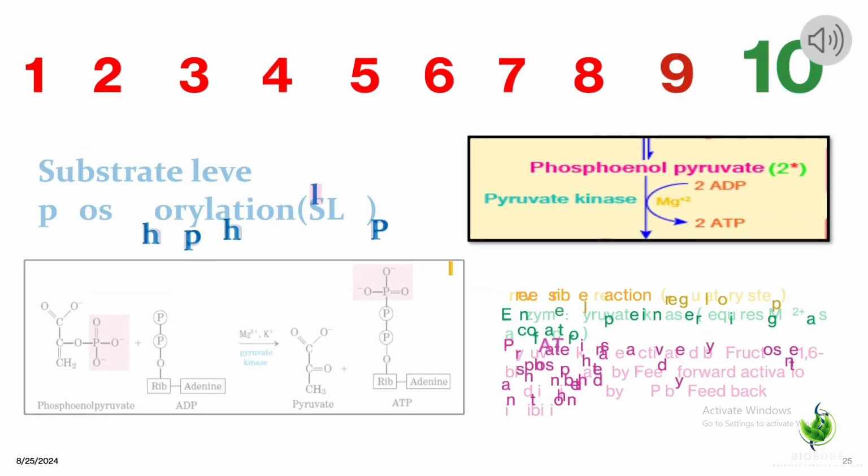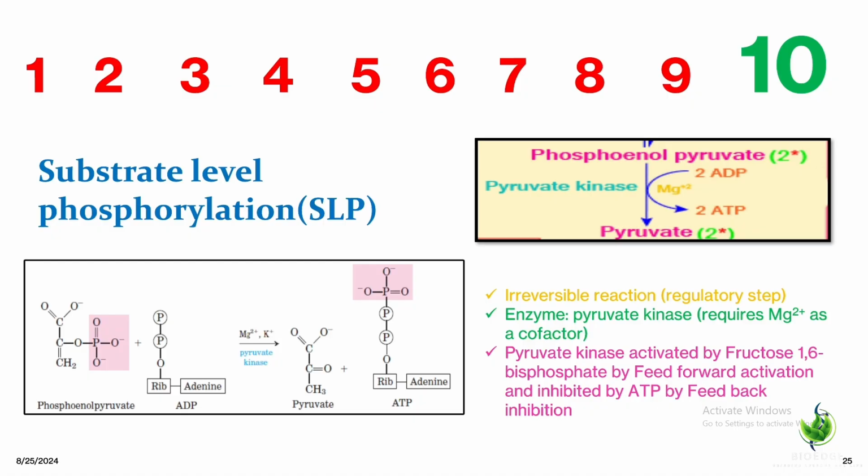Step 10, the final step of glycolysis, catalyzed by the enzyme pyruvate kinase, is the conversion of phosphoenolpyruvate to pyruvate, along with ATP production. This enzyme is highly regulated by allosteric regulators.